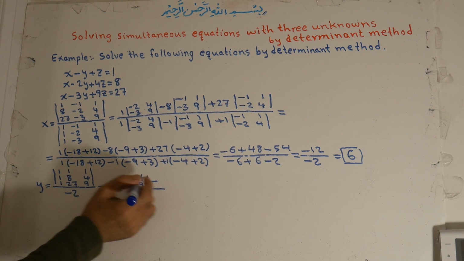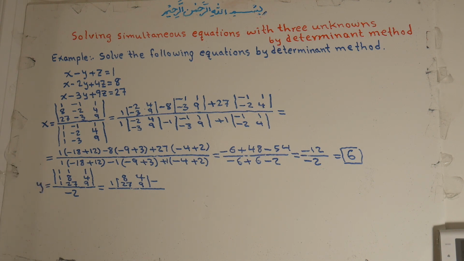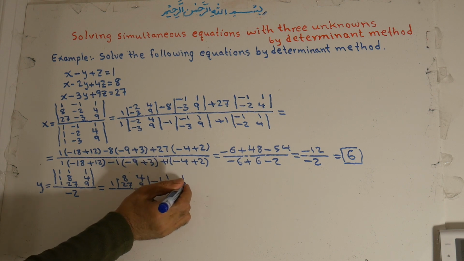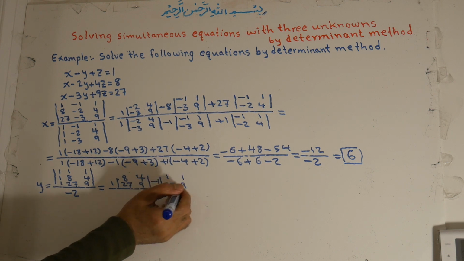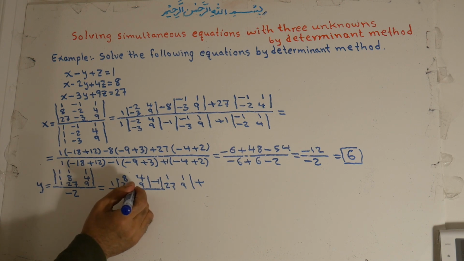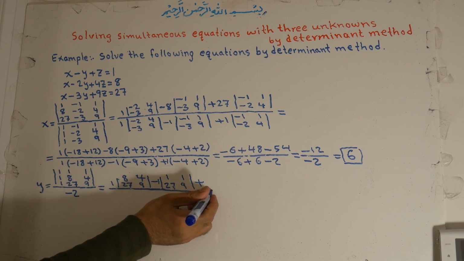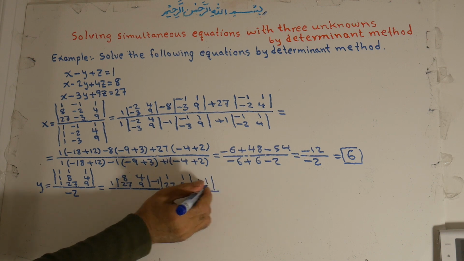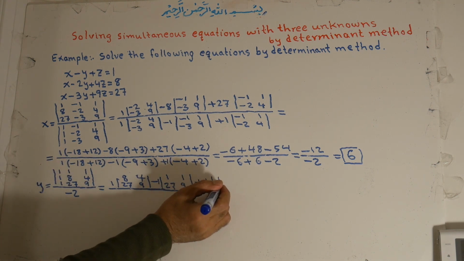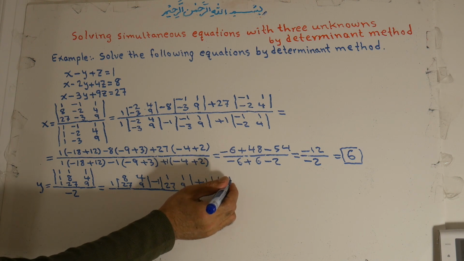Again, the second one, 1 with the negative sign or the opposite sign, we cross like this and this, here remaining 1, 27, 1, 9. And then the third one is positive or plus 1. We cross like this and this. What is remaining? 1, 8 and 1, 4.